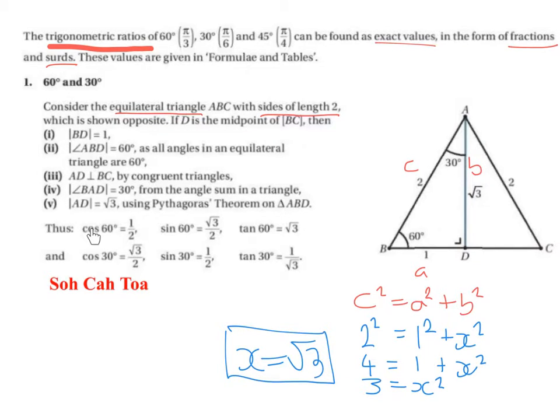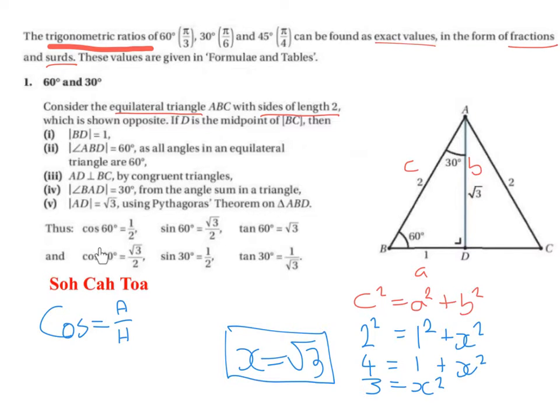Thus, cos of 60 degrees is going to be a half. So cos, we know, is really CAH, so cos equals A over H. So cos of 60 equals A over H, so the adjacent over the hypotenuse. So 1 over 2, because this is the adjacent to 60 degrees, and this is the hypotenuse. So cos of 60 degrees equals 1 over 2.